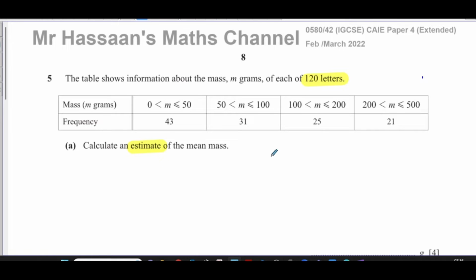So what we do is we find what's called the mid-interval value. We say, okay, there's 43 letters. They could be anywhere between just above 0 up to 50 grams. We don't know what they are, so let's just take what's exactly halfway between them. We just say 0 plus 50 divided by 2. Halfway between 0 and 50, that's 25.